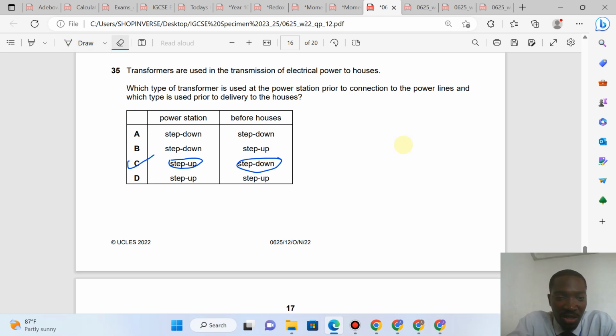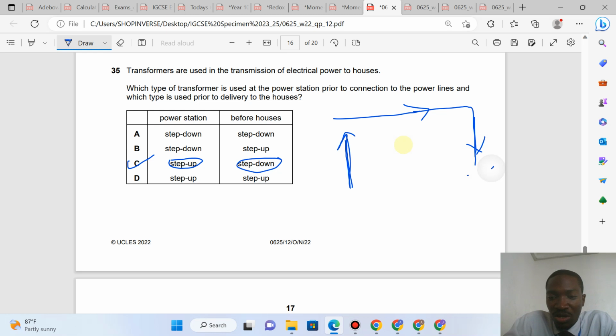Why? Because at the power station, we want to step up the voltage. When we step up the voltage, then we can transmit the power through the power cables. But the one at your house, you want to step down the voltage so that the appropriate voltage can go into your house. Some countries use 240 volts, some countries use 220 volts.